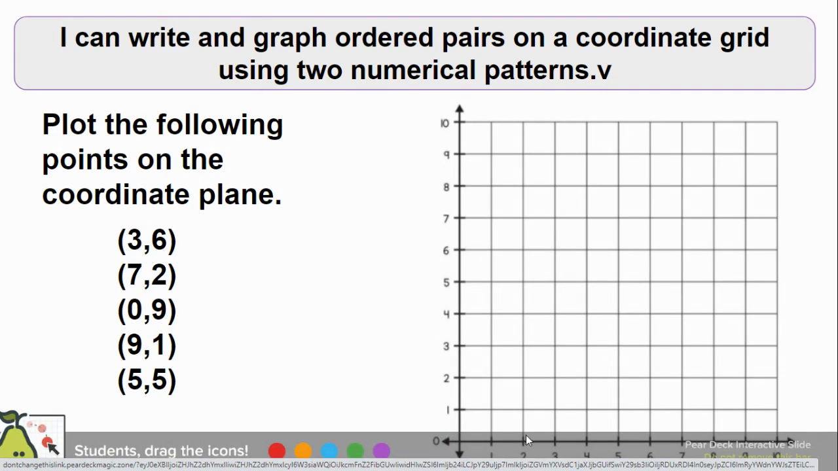So we are going to go ahead and continue with writing and graphing ordered pairs on a coordinate grid using numerical patterns. Just to get our brains warmed up, first thing you're going to do is plot the following points on the coordinate plane or on the coordinate grid. So you're going to plot (3, 6), (7, 2), (0, 9), (9, 1), and (5, 5).